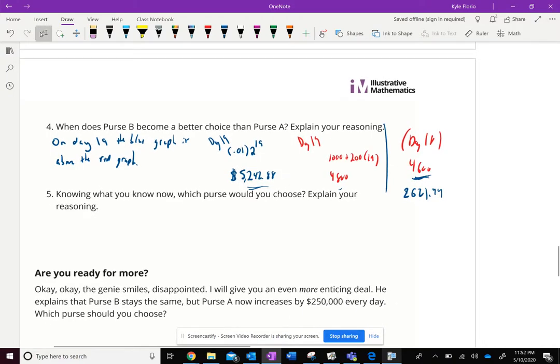Knowing what you know now, which one would you choose? This question, I guess, it's not so simple. I guess it's really your own decision. Likely, I would almost definitely choose purse B because after 19 days, it's much more lucrative. It's got much more money. I'll say valuable. And purse A was nice, but after a while, it doesn't compare at all to the original purse.